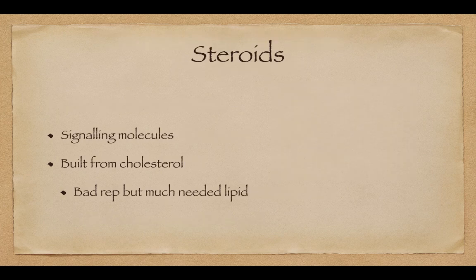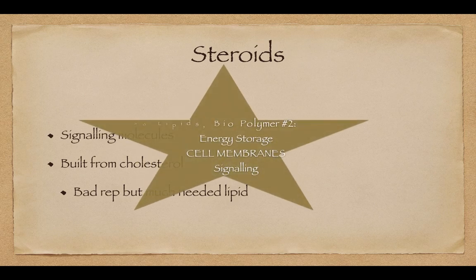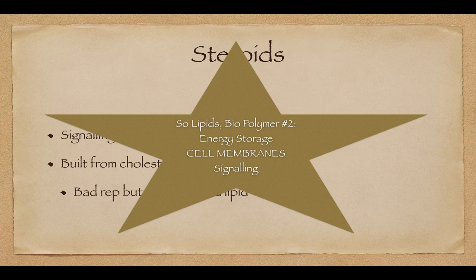Steroids are those signaling molecules. They are built from cholesterol. Cholesterol gets a bad name all the time, but it's really a much needed lipid in the right amounts and in the right locations. So lipids are biopolymer number 2. They are used for energy storage, most importantly cell membranes, and some signaling molecules.